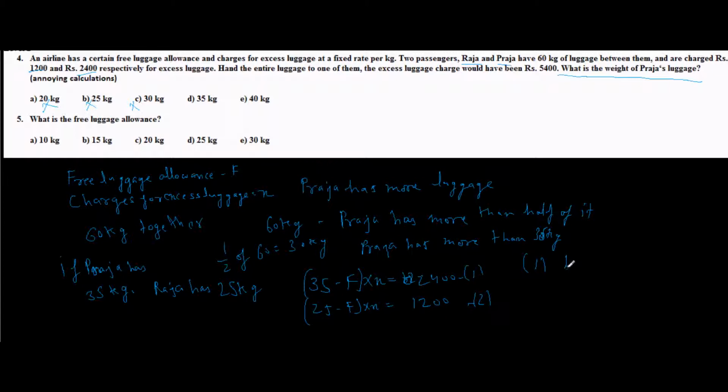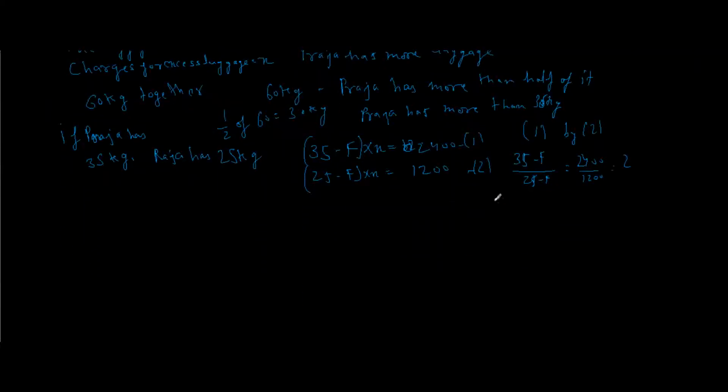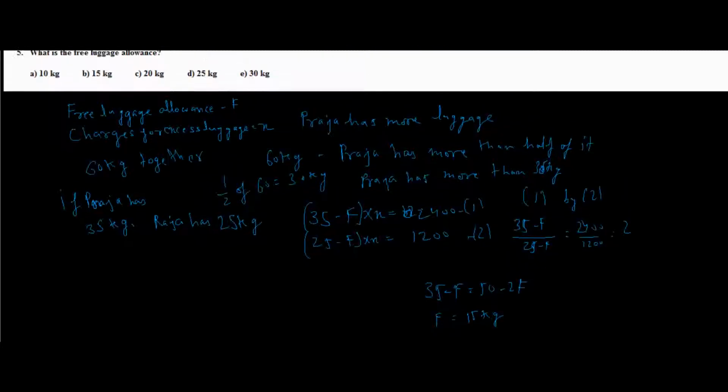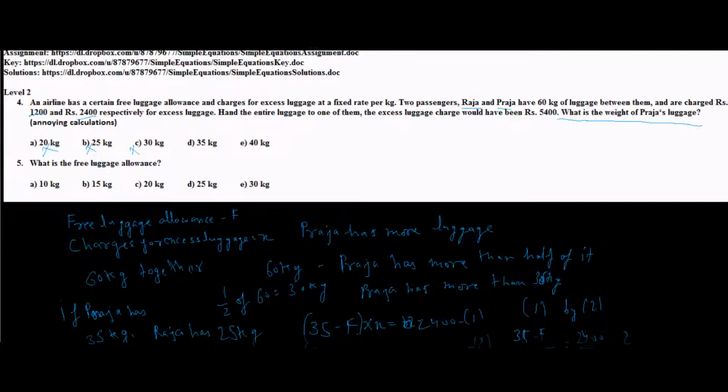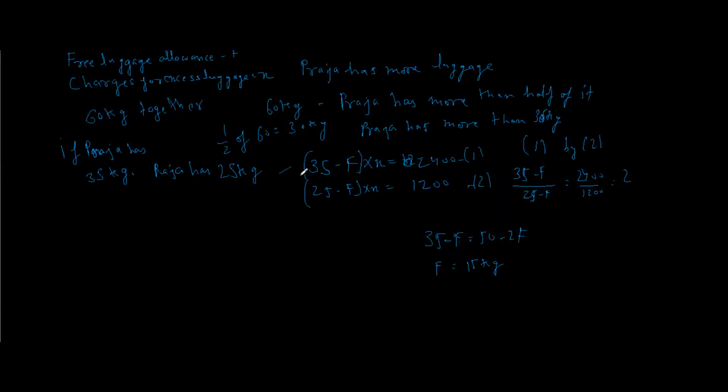On dividing 1 by 2, I get 35 minus f by 25 minus f equal to 2, that is 2400 by 1200, which is equal to 2. On solving this, I get 35 minus f equal to 50 minus 2f, therefore f equal to 15 kg. Now if f equal to 15 kg, then both these equations will be satisfied.